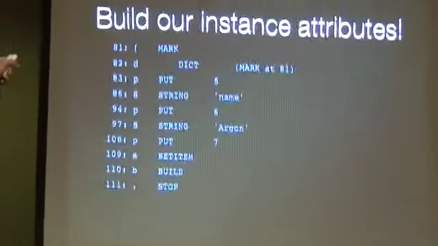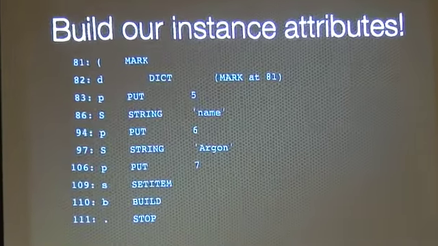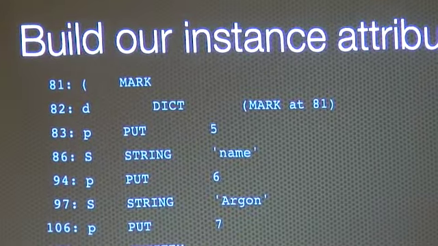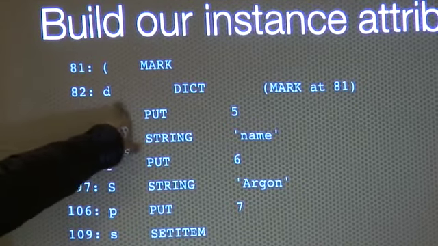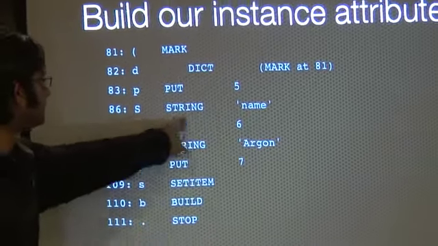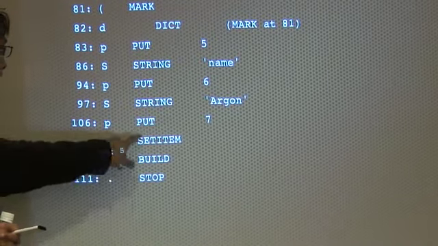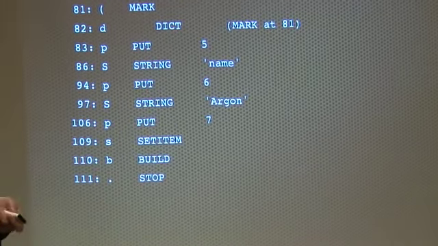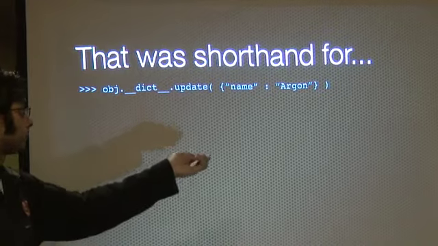So essentially, this is continuing on from the rest of that program after it made that naked object. Essentially what it's doing is that it's marking a thing, and it's starting to create a dictionary, and it's clearly setting the name key to Argon, and then it's calling this build thing. And essentially what build does is that: that whole code was essentially just shorthand for that.